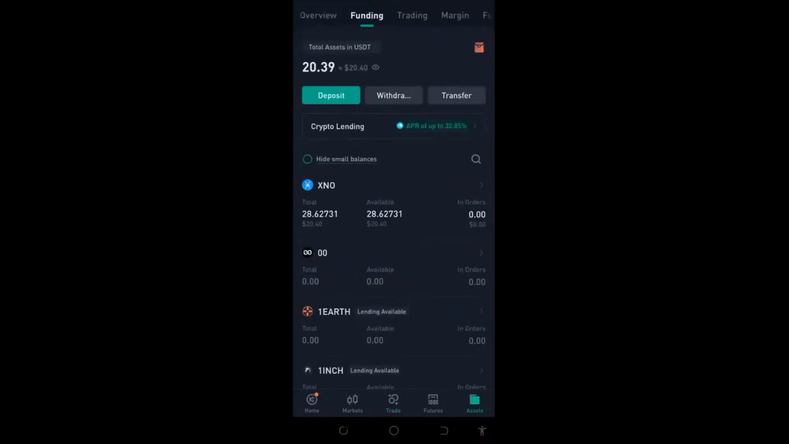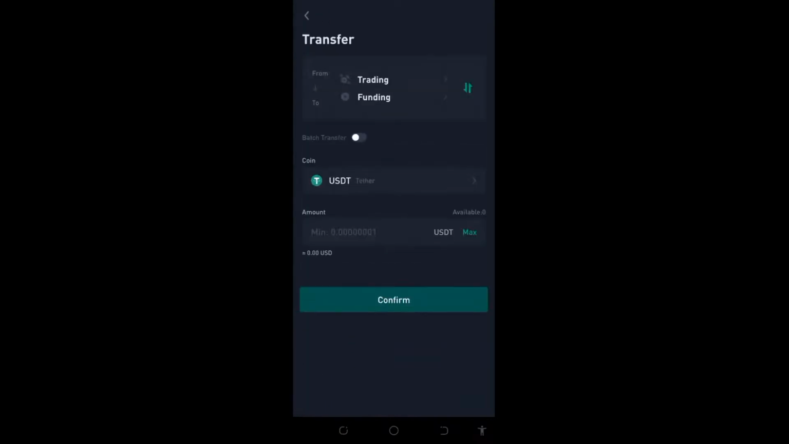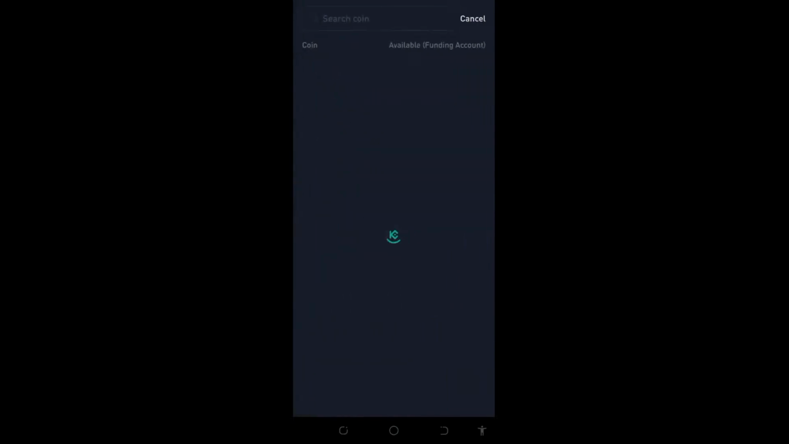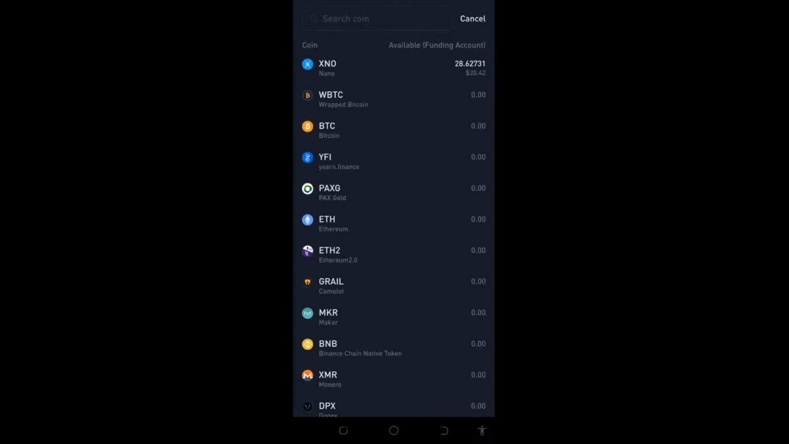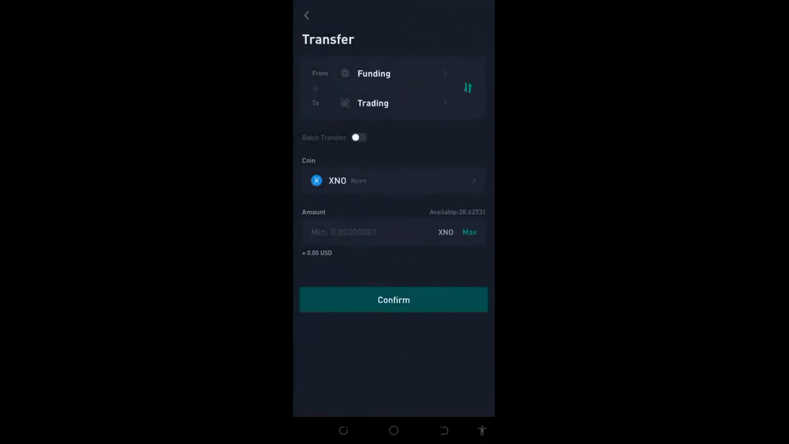Oh, I have to transfer. Now I was getting so ecstatic about it. So we need to transfer it from funding, right? We have to transfer it from funding. Where is funding? Yes, that's it. It's in funding. Max? No. Can you just imagine that? Sorry about that. It's XNO. So we need to transfer the max.